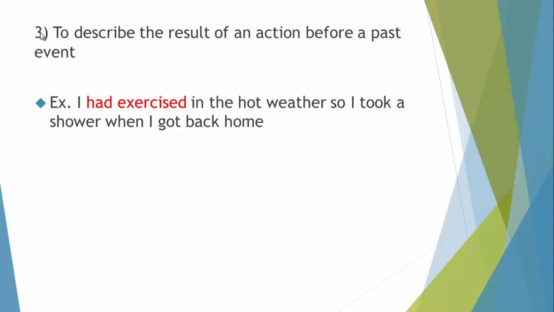Number 3, we use the past perfect to describe the result of an action before a past event. For example, I had exercised in the hot weather, so I took a shower when I got back home. So, I took a shower is the result of exercising in the hot weather before.